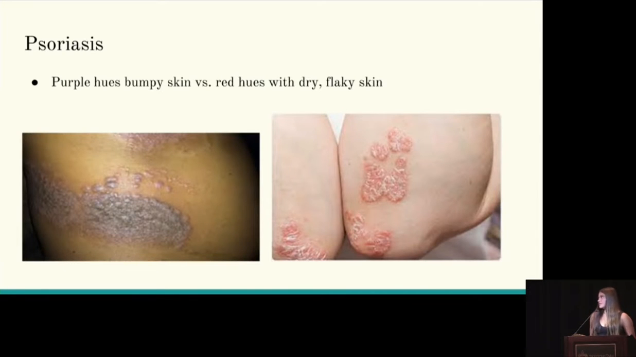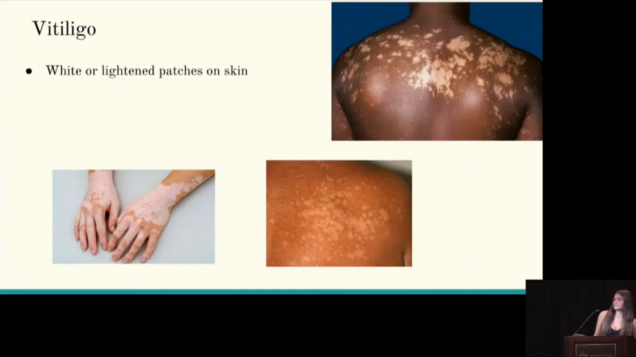One of my first examples is psoriasis. As you can tell on the left, psoriasis is shown on a darker skin patient with purple hues and bumpy skin, and on the right side, it's shown with red hues, dry and flaky skin. Another example I have is vitiligo. On the left, you can see it's on a white patient's skin, and on the right, on the top, it is shown on a darker patient's skin.